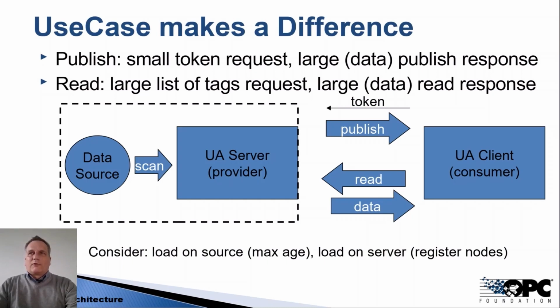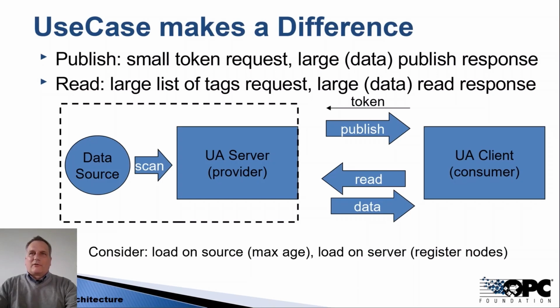And second, of course, if you read on the server, then you may put load on the source. That depends on where you configure your max age. So when reading, you can define the max age. And if the max age is now, then the server needs to grab the data directly from the source. So the read goes through directly onto the source. And of course, this can create extra load if you do this at high frequency.